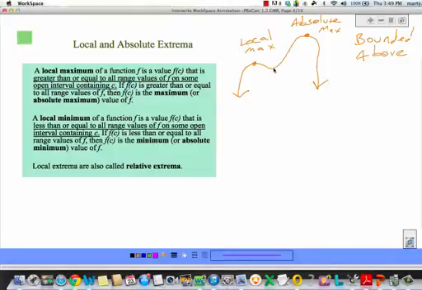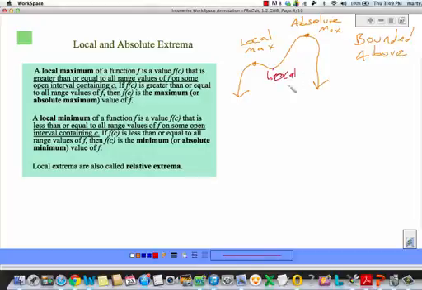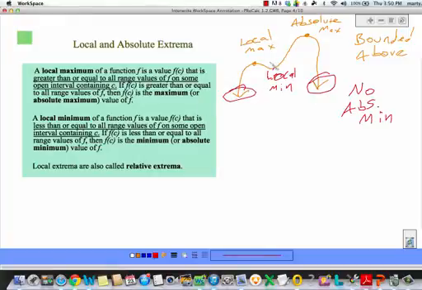Notice right here, right there, I have a local minimum. I have no absolute minimum on this one. Why? Because I'm not bounded below. You have to be bounded below in order to have an absolute minimum. Since I'm going down forever, I just have a local minimum in between there.